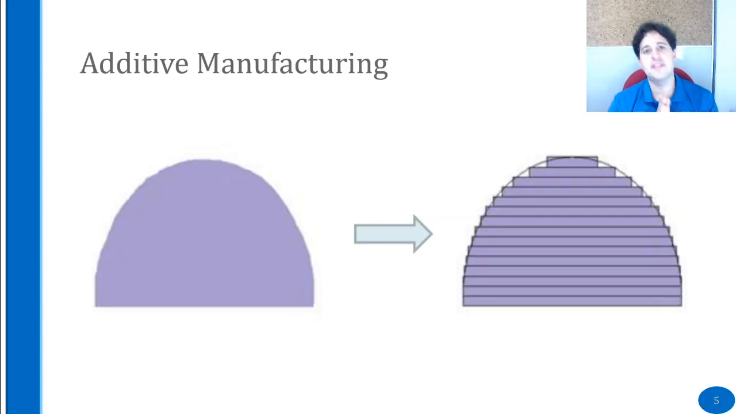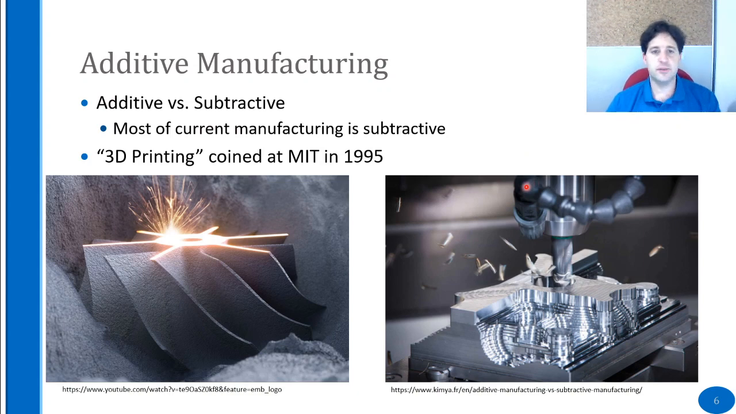Additive manufacturing means that in order to produce an object, as you can see here, if you want to produce this hemisphere, then layer by layer, we add material in order to produce it physically. This is, of course, in contrast to most traditional manufacturing processes, which are more subtractive, where you drill into a cube of material in order to get your object. And this is what we call 3D printing, and the term 3D printing was actually coined at MIT in 1995.